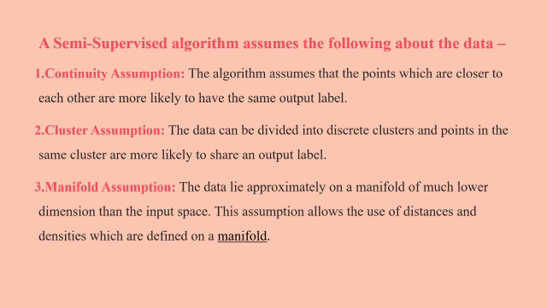The data can be divided into discrete clusters, and points in the same cluster are more likely to share an output label. The third assumption is the manifold assumption. The data lie approximately on a manifold of much lower dimension than the input space. This assumption allows the use of distances and densities which are defined on a manifold.